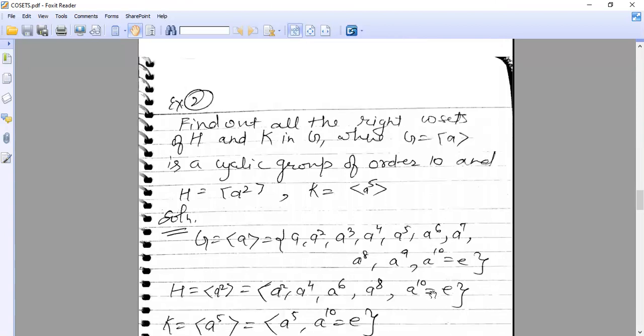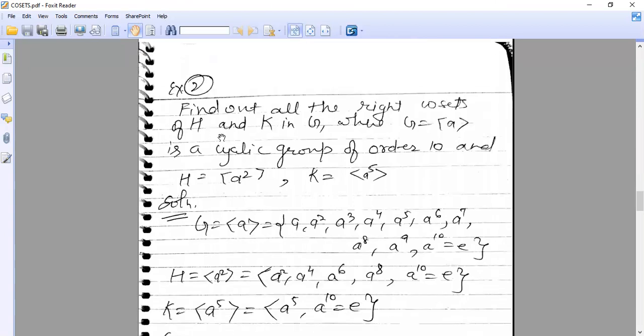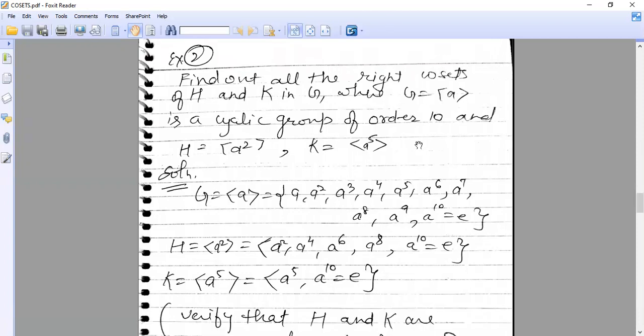So here is another example of cosets. Here we have to find all the right cosets of H and K in G, where G is a cyclic group generated by a, and G is a group of order 10. So H is a subgroup generated by a², and K is a subgroup generated by a⁵. G is a cyclic group generated by a, and it is of order 10.